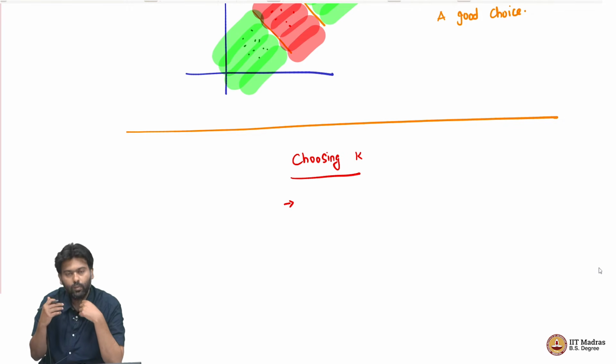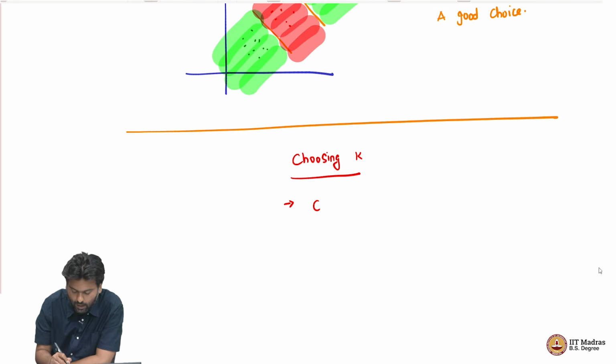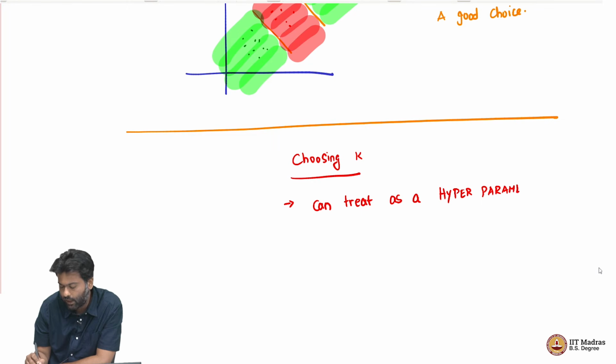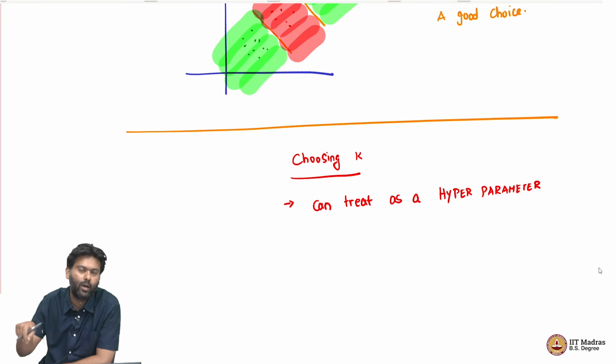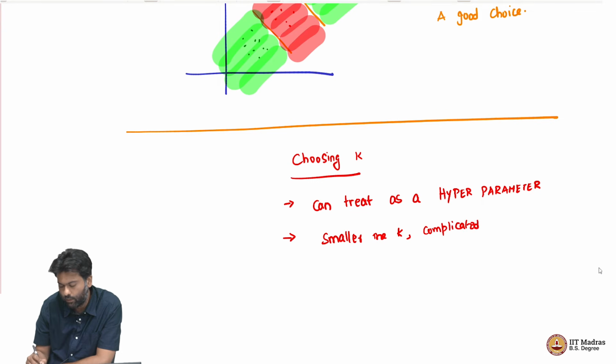k is a parameter that we supply to the algorithm, and then we ask the algorithm to run. Based on the k that you supply, you should treat k as a hyperparameter. We have discussed hyperparameters in the context of regression. The idea is exactly the same. Something that is not part of the algorithm, but is passed into the algorithm, is a hyperparameter. And we note that the smaller the k, the more complicated the decision boundary. So, we need to find a good k.